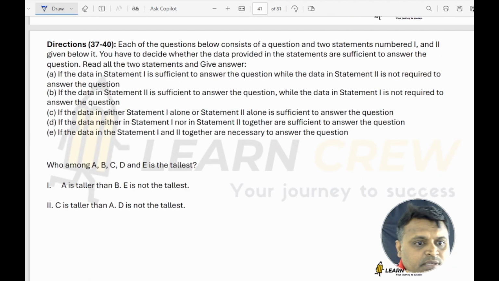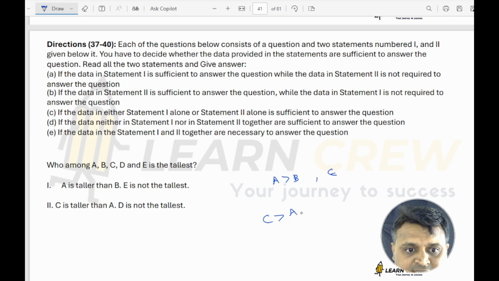Next. Who among A, B, C, D is the tallest? A is taller than B. E is not the tallest. C is taller than A. D is not the tallest.